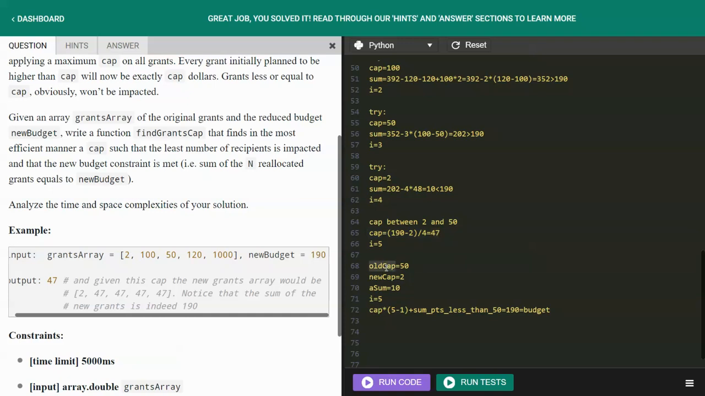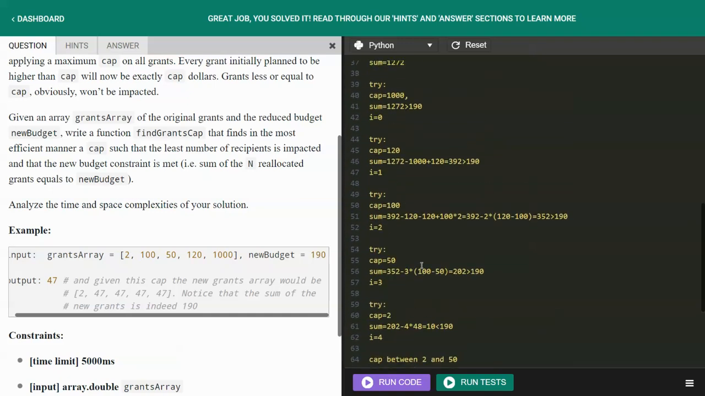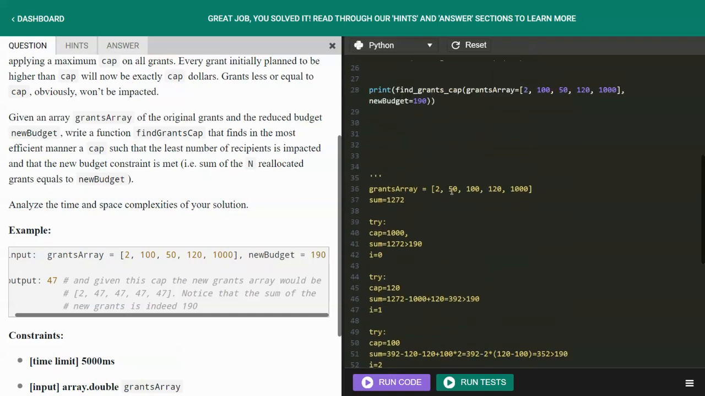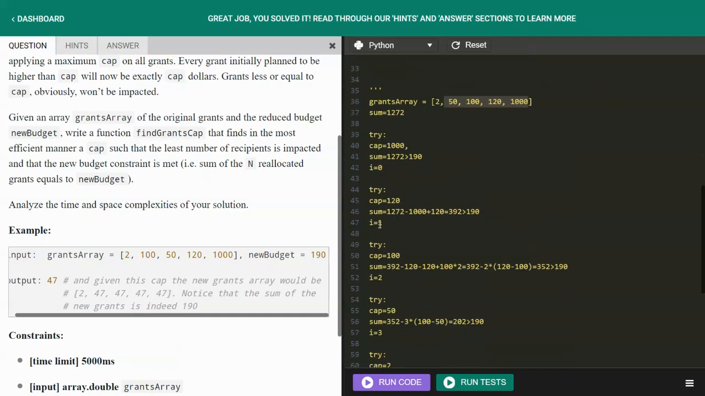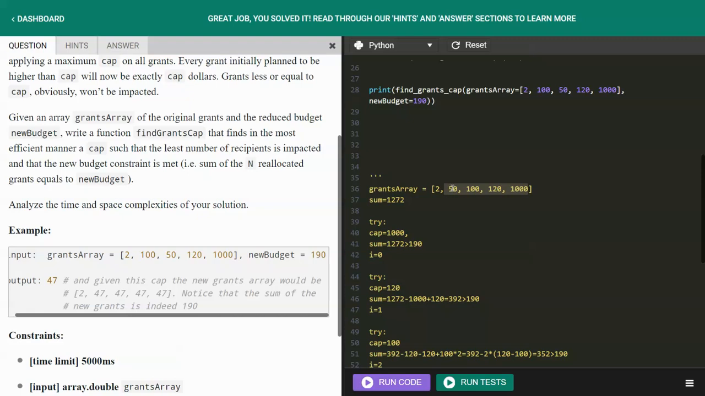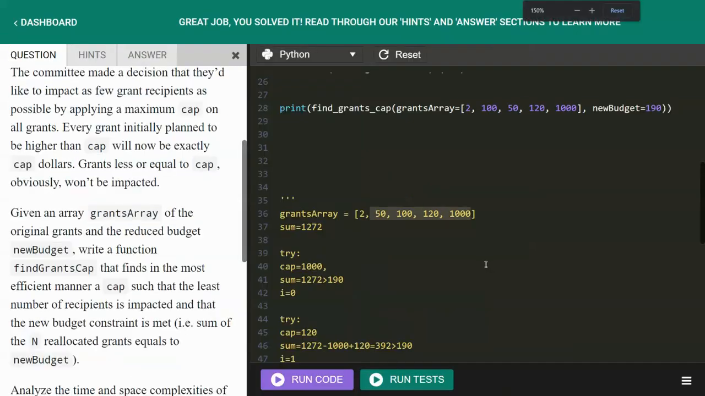Another way to look at it is like the old cap, which is 50. I think this formula is a bit more straightforward to explain. So this is the cap rate we solved for, right? And we multiply by the grants being impacted, in this case 4. So we know that the cap rate should be between 2 and 50, and in that case, all these grants will be capped at the cap rate we want to solve for. We don't know it yet. So the number of grants that will be impacted is 4 in this case.